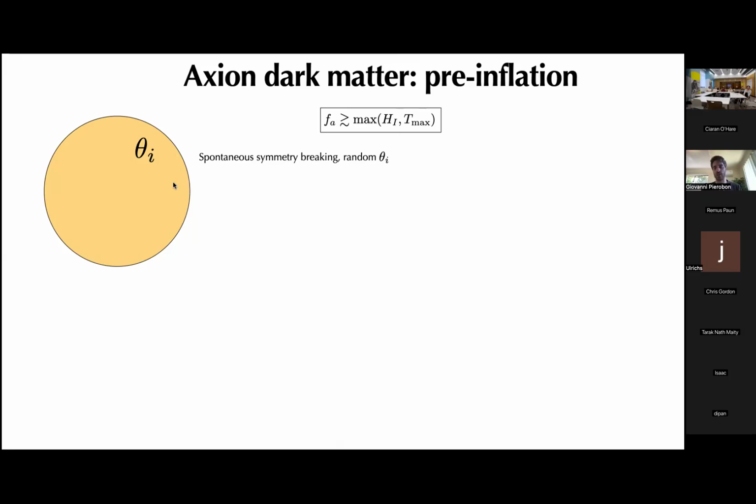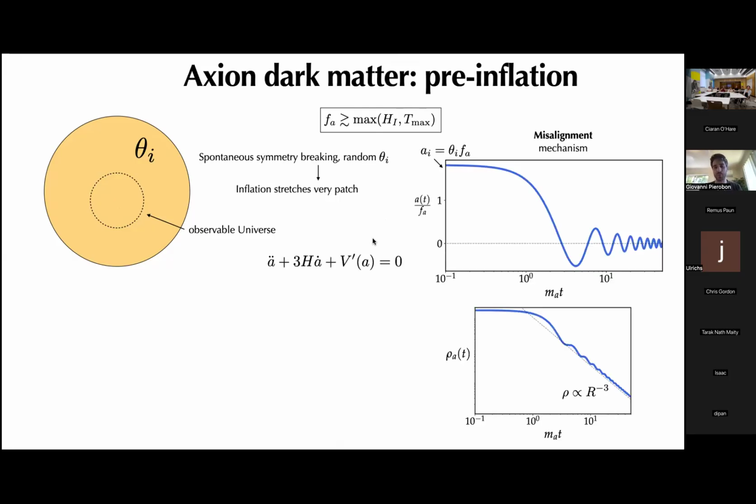you chose in any of the causal patches will be stretched to super horizon scales, which means that our observable universe today, because of this stretching of inflation, will be contained in one of these patches, and there's no reason for us to know what was the value of the axion field initially at the time of symmetry breaking.